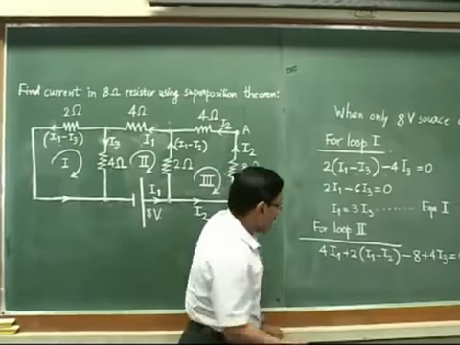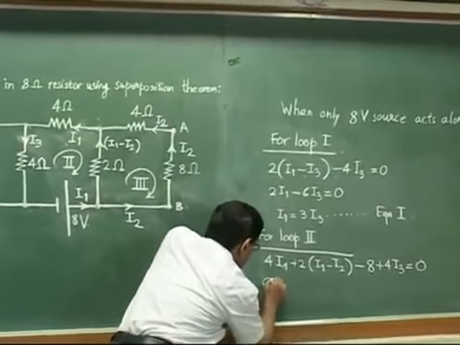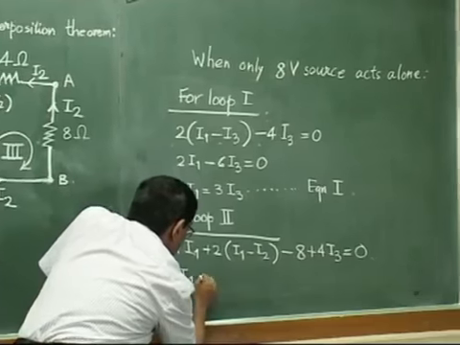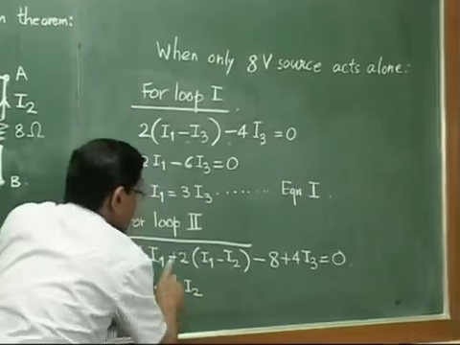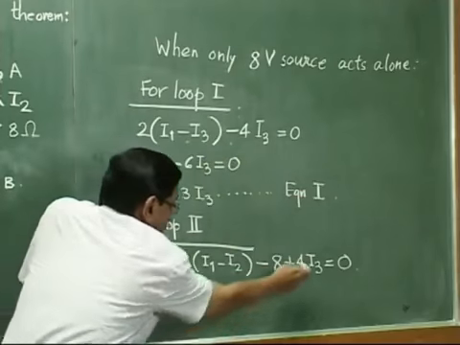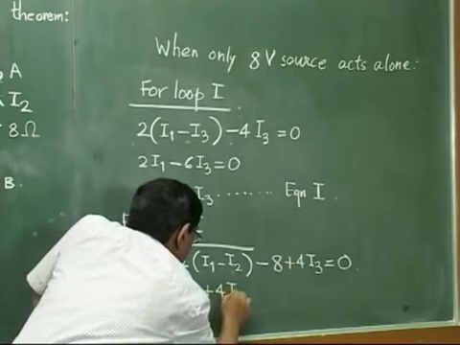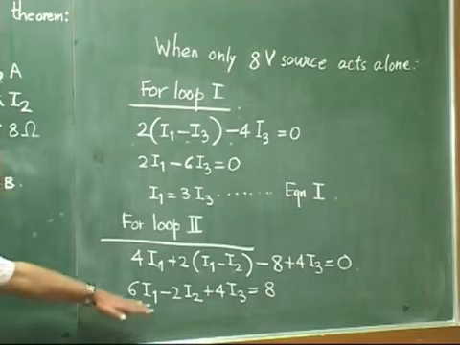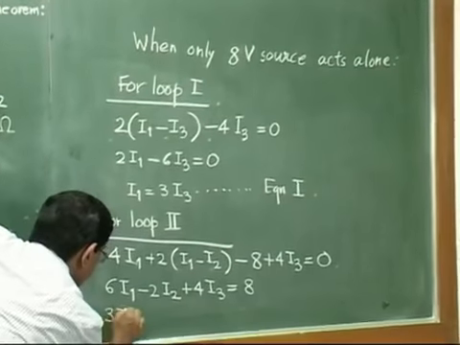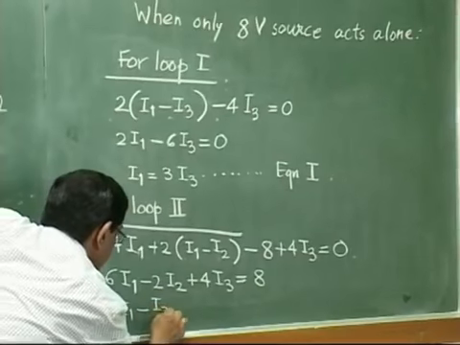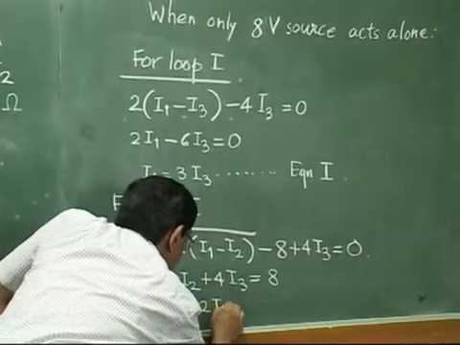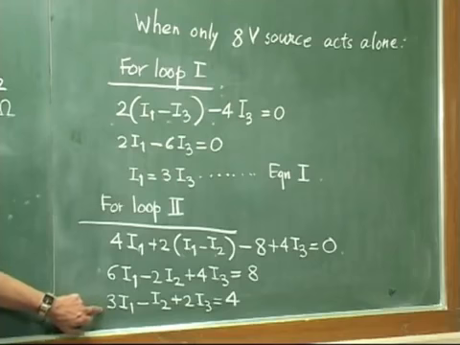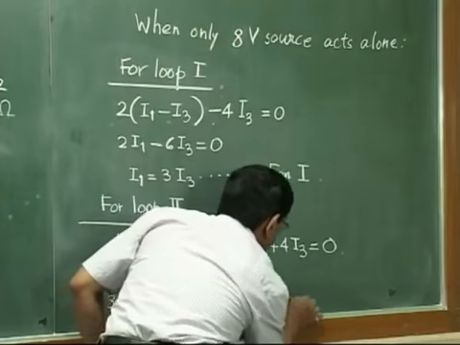So let us simplify the I1 terms. 4I1 plus 2I1. That is 6I1. Then I2 terms. Minus 2I2. That is the only I2 term. Then minus 8. That we will take to other side. And plus 4I3. And this minus 8, to the other side it will be plus 8. Further we can simplify by dividing by 2. So it will be 3I1 minus I2 plus 2I3 equal to 4. So dividing by 2 here will give us this particular equation. And now we can call this as equation 2.